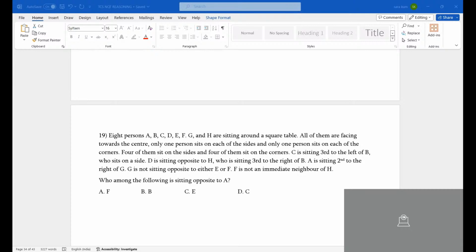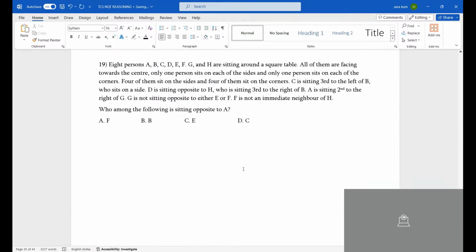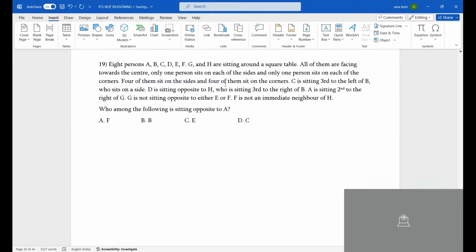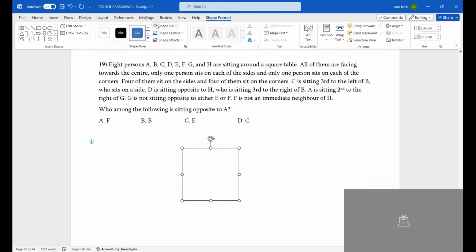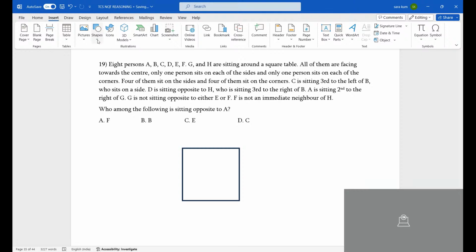So first, let's draw a diagram for that. All these eight people are sitting around a square table. So is it square or rectangle? All of them sitting around a square. So let's draw a square. Definitely a square. Now, what do they say? How is it that eight people can sit around a square? I'll tell you how it is done.